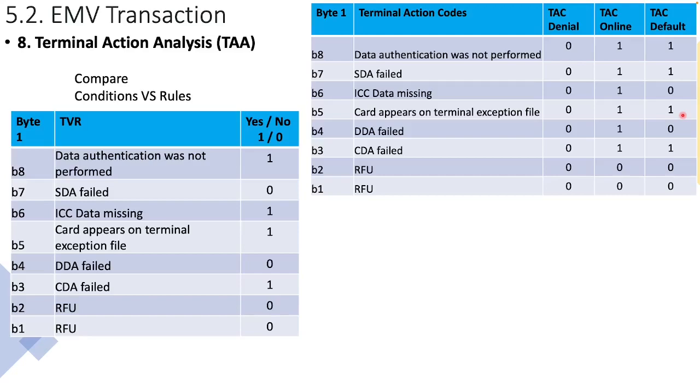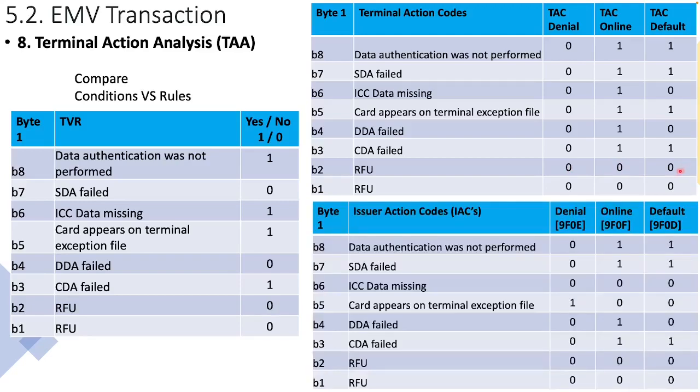So obviously the strictest rule here will be a 100, which is basically decline transaction, followed by a 011. So don't decline, go online. But if you can't go online, then you have to decline. Followed by don't decline, try to go online, but if you can't go online, then don't worry about it. And the most lenient one of all, obviously, is where you see a 000, take no action, right?